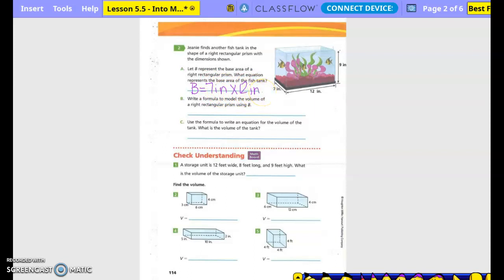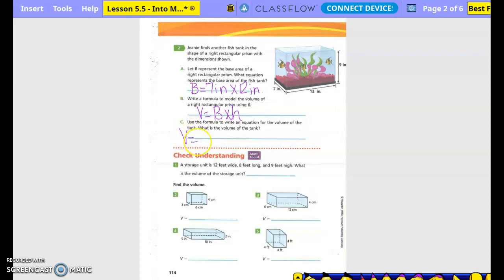Write a formula to model the volume of a right rectangular prism using B. So this is where we're going to do our formula. Yesterday I was telling you guys to use A for area. It's actually V equals base times height. So use the formula to write an equation for the volume of the tank. What is the volume of the tank? So we're going to fill this in.